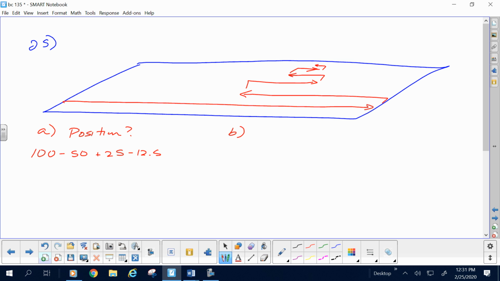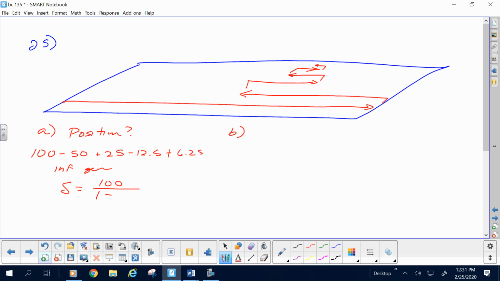50, 75, 62.5, 68.75. It's in the 60 range, yeah? Yeah. What kind of series is this? Infinite. Infinite geometric. And it is converging, what's A1?